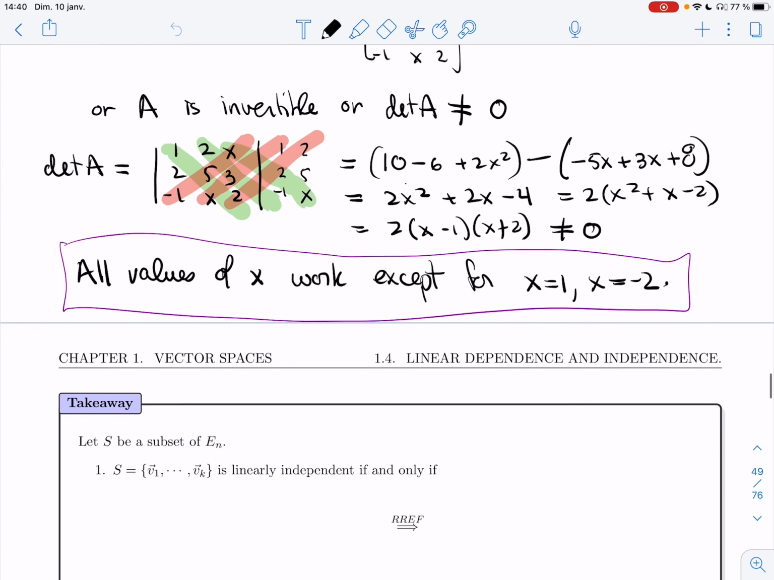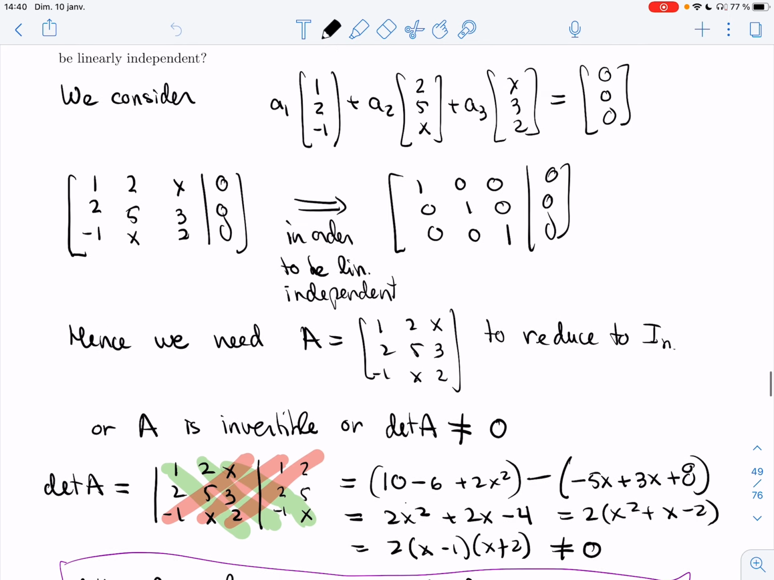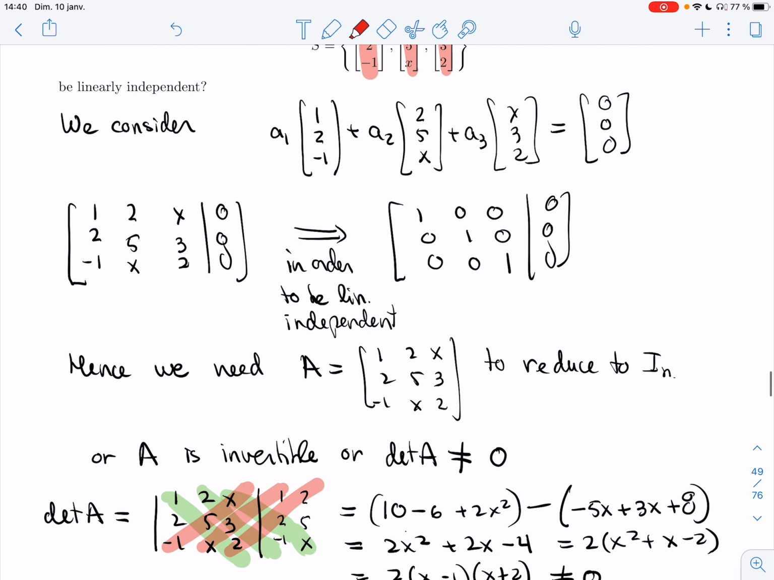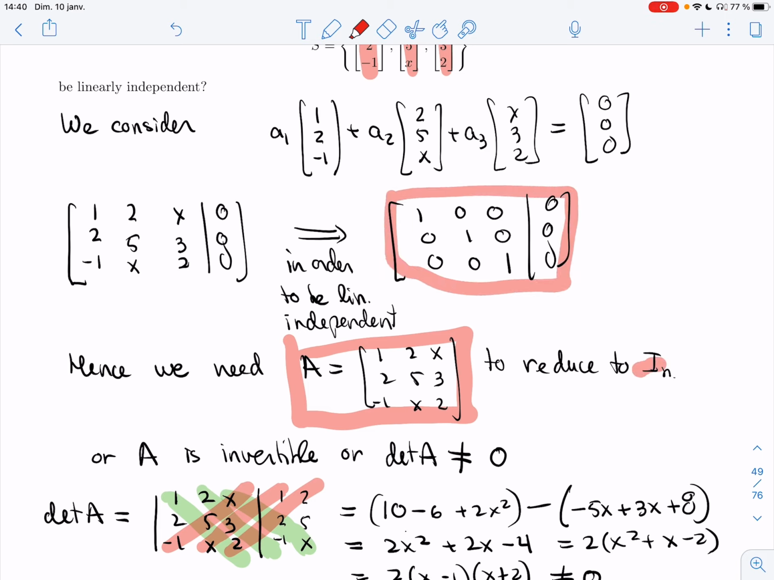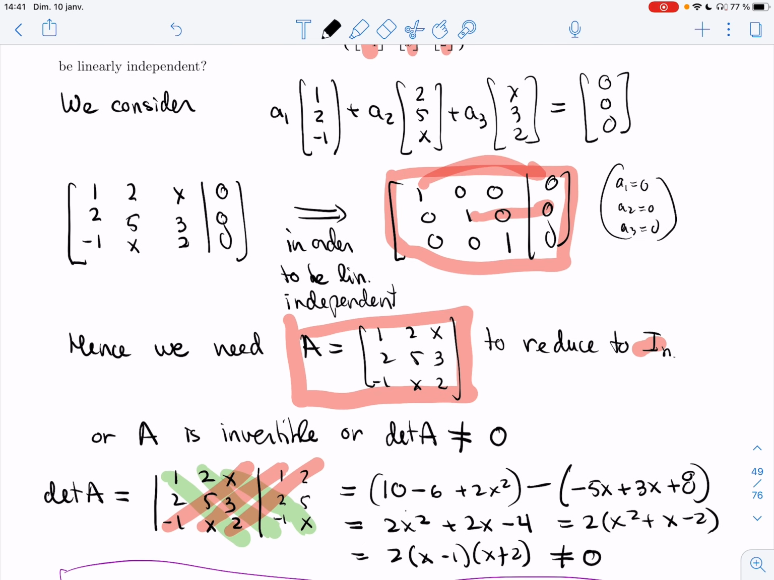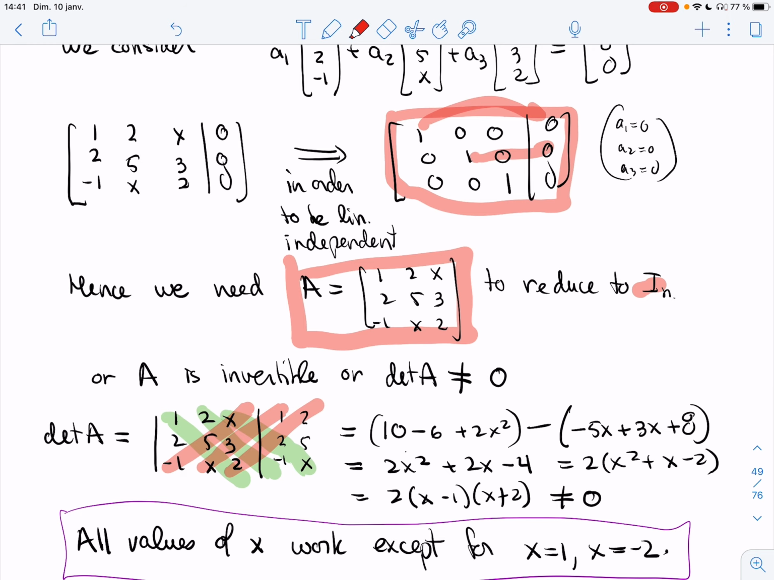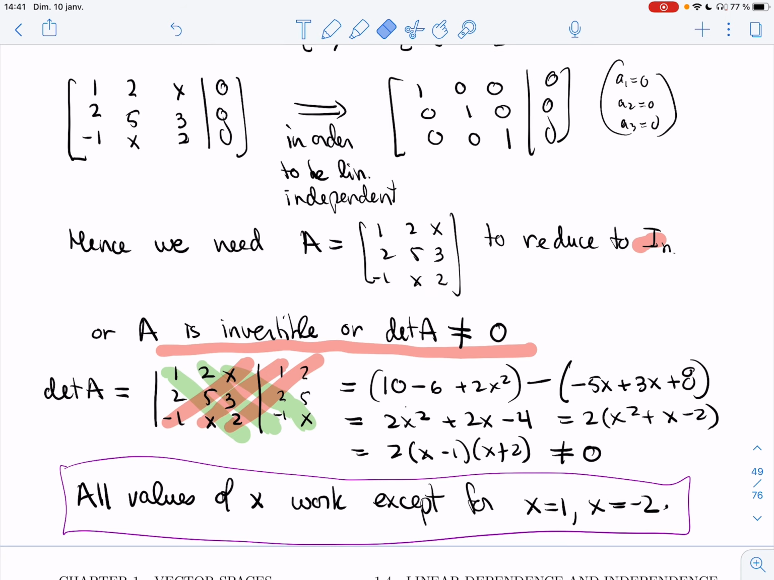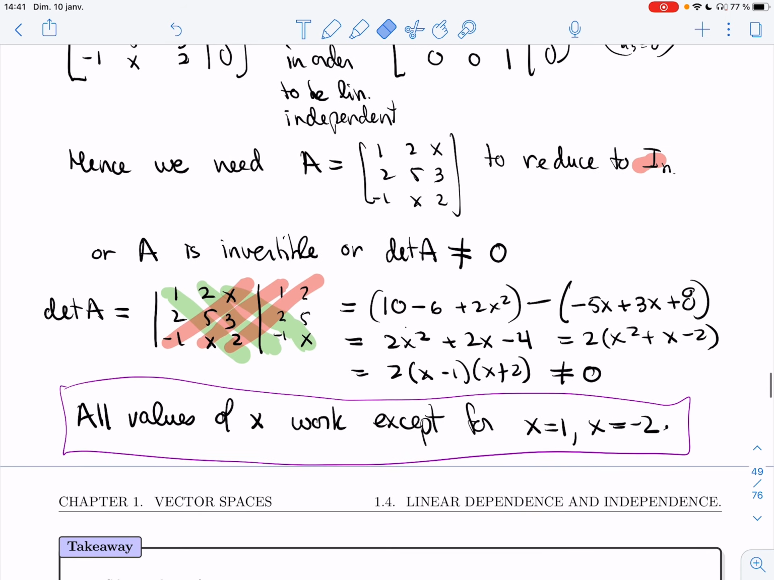All right, welcome back. In the last example, we looked at three vectors in R3 and figured out that for them to be linearly independent, this matrix had to reduce to In to make sure that you had a unique solution here: A1 is 0, A2 is 0, and A3 is 0. And so it meant that the matrix was invertible, or even better, the determinant of A is not 0. And that was easy to test because the determinant is easy to compute even with X.